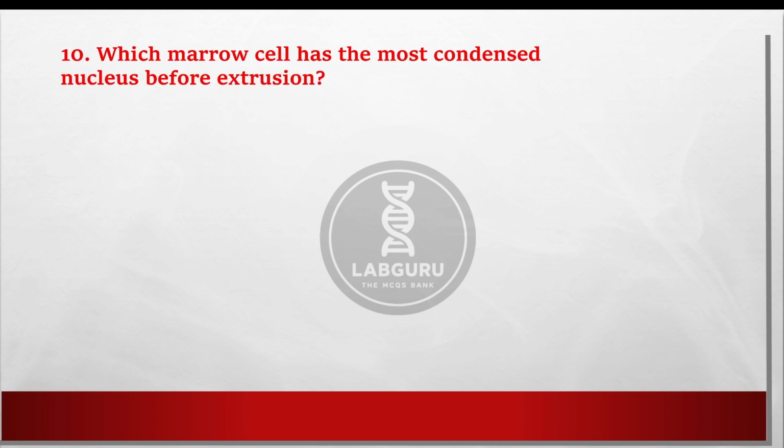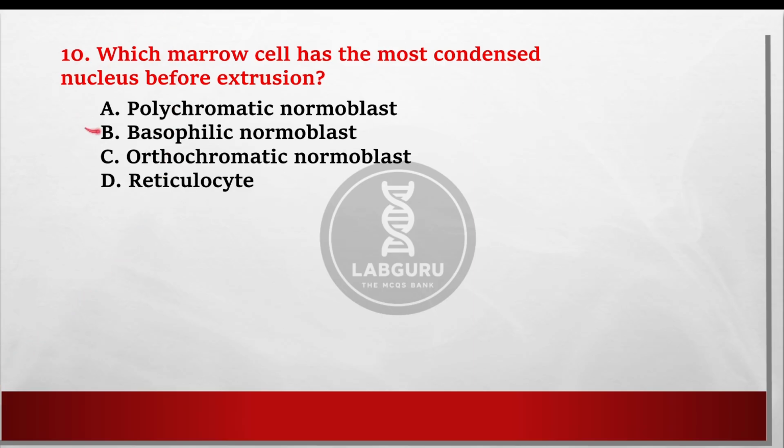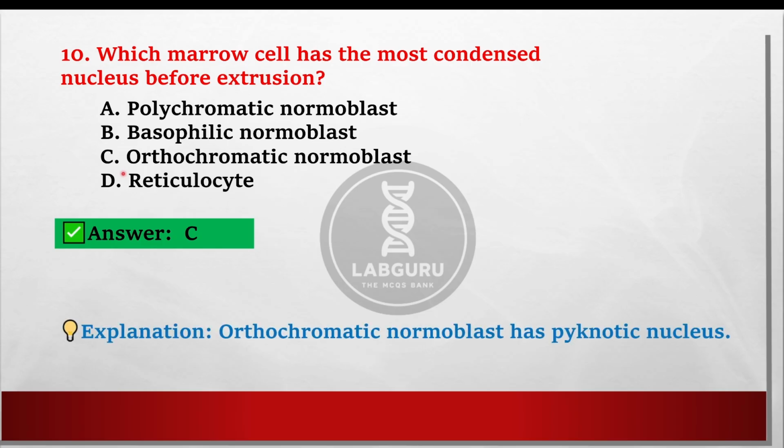Question number 10. Which marrow cell has the most condensed nucleus before extrusion? Options are option A, polychromatic normoblast, option B, basophilic normoblast, option C, orthochromatic normoblast, and option D is reticulocytes. Here the right answer is option C, that is orthochromatic normoblast.